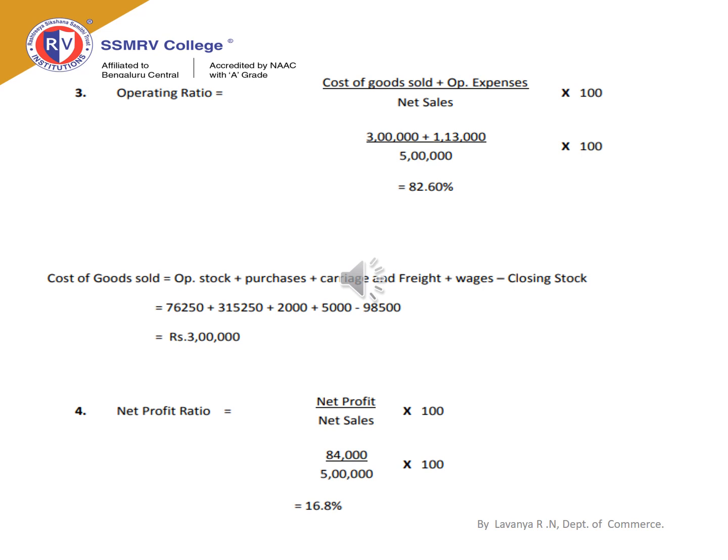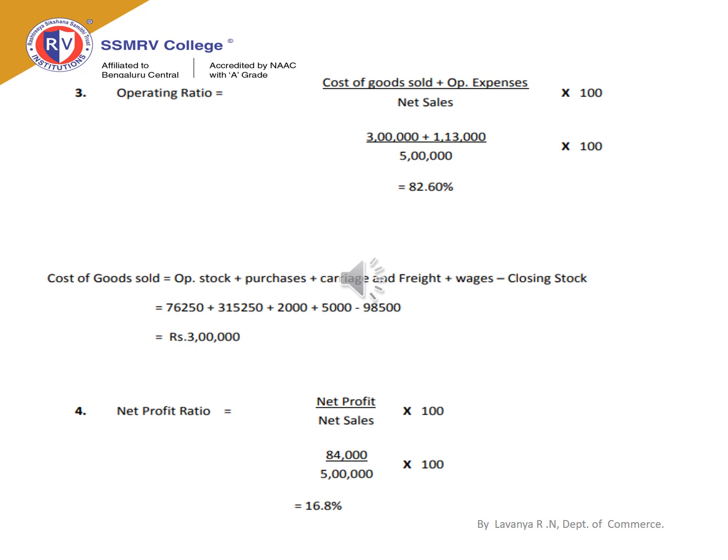Let us understand the calculation of operating ratio. Operating ratio will be calculated by using the following formula. The formula is cost of goods sold plus operating expenses by net sales into 100. So we have to determine cost of goods sold. Cost of goods sold will be determined with the following equation: opening stock plus purchases plus carriage inwards and freight charges plus wages minus closing stock. Apply the information in this equation. Then you can determine cost of goods sold.